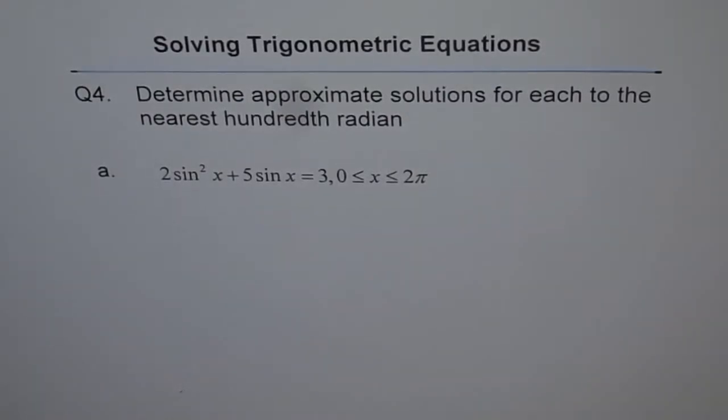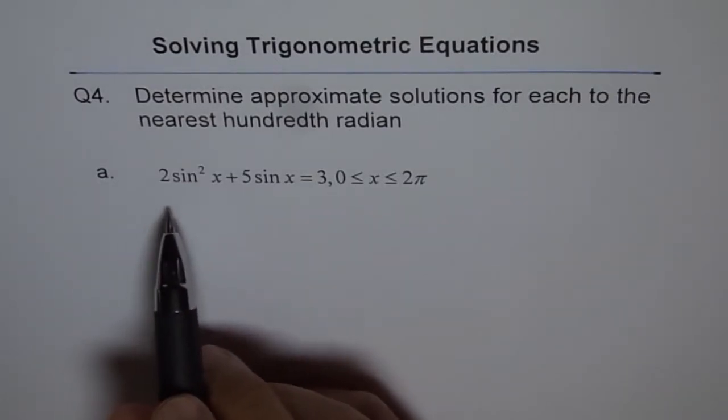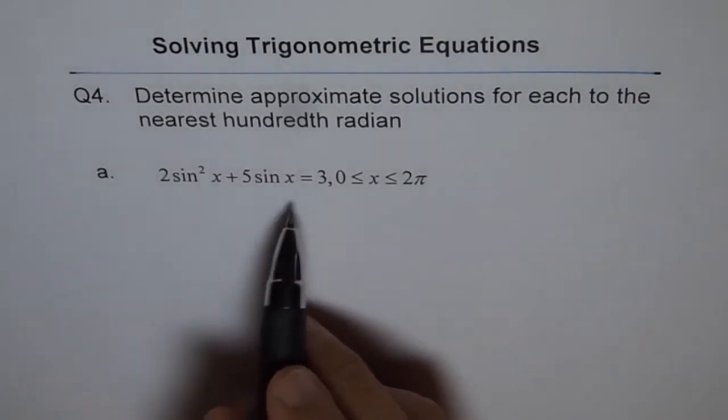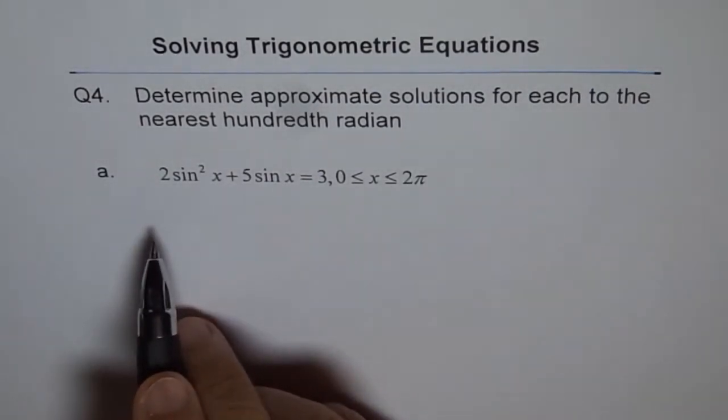Question 4. Determine approximate solutions for each to the nearest 100th radian, right? I have one here, the others I'll give you as an exercise. Now here we have a trigonometric equation in quadratic form, correct? So we will factor it and try to figure out what value of x will satisfy this equation.